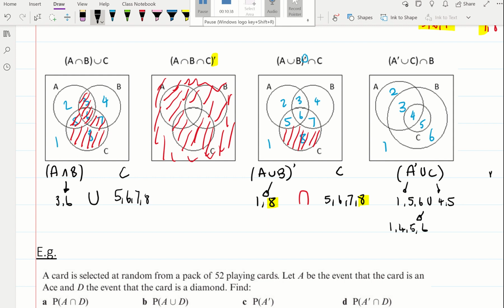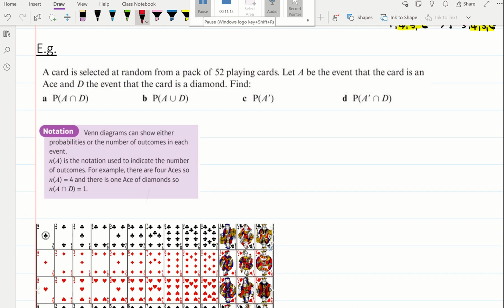And then I want B, and B is 3, 4, 5, and 6. And I want the intersection between those two. So that is 4, 5, and 6. So that's the part I want. 4, 5, and 6.